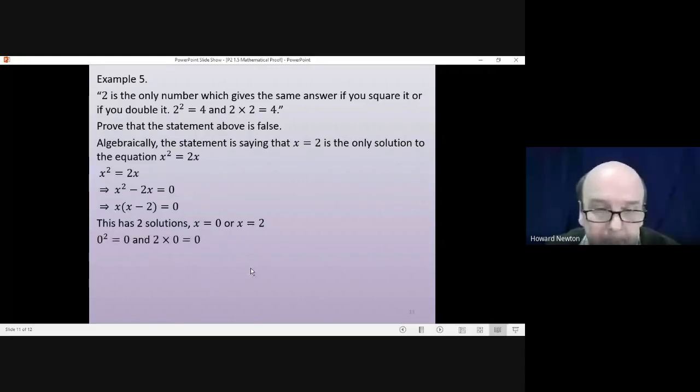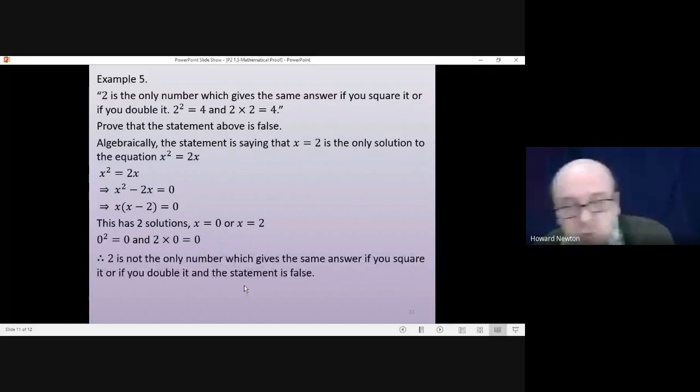Therefore, 2 is not the only number which gives the same answer if you square it or if you double it. And so therefore, the statement is false.